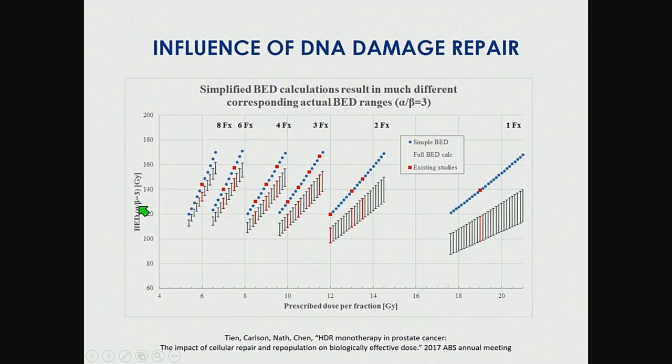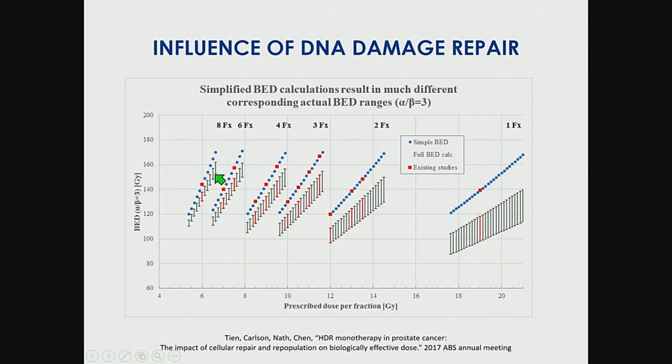What is plotted here is the BED for an alpha-beta ratio of 3 as a function of dose per fraction for different fractionation schemes. So here's an 8 fraction treatment up to 1 fraction treatment. The red dots showing here are actual clinical studies. Most of the clinical studies report the BEDs using the simplified model, and these are represented by this line. And if you take into account the intrafractional repair and the source decay, these are the BEDs at the fresh source and then at 90 days old.